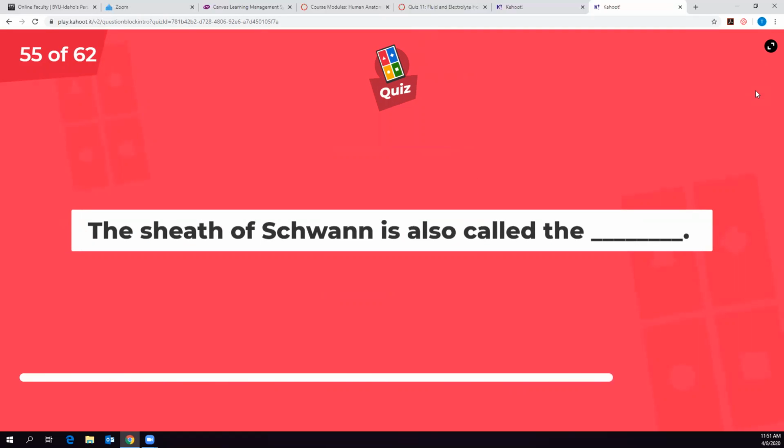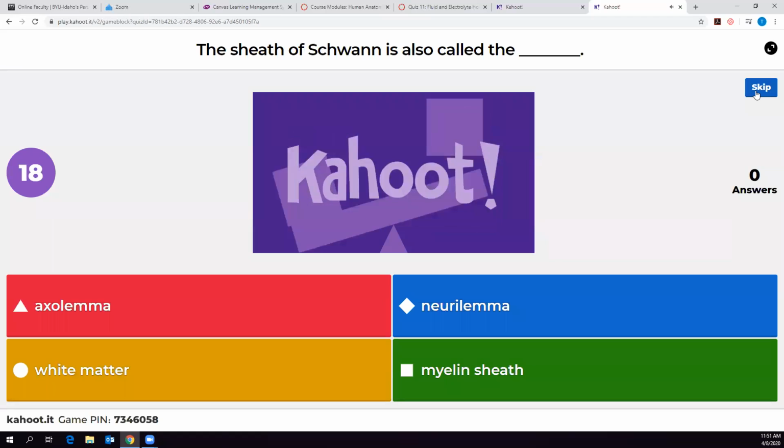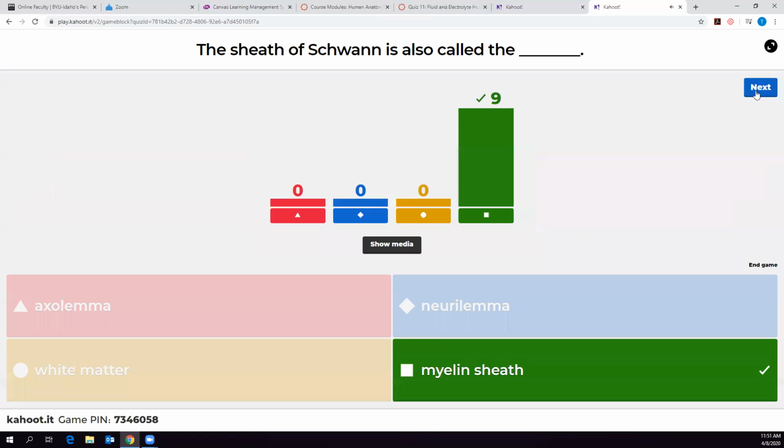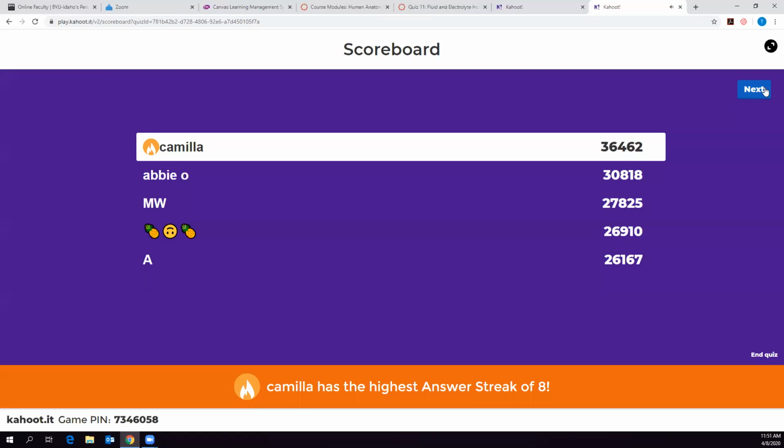Okay, the sheath of Schwann is also called... yeah. Yay, good job, you guys. That's the myelin sheath. Excellent. I like when we all get it right.